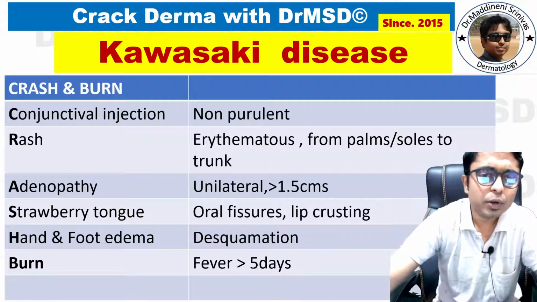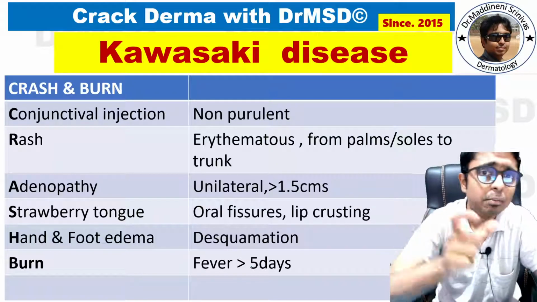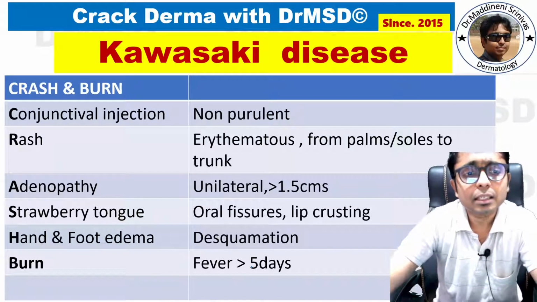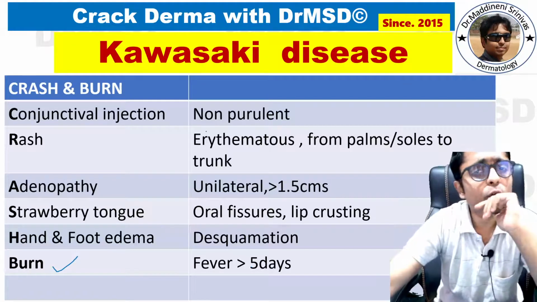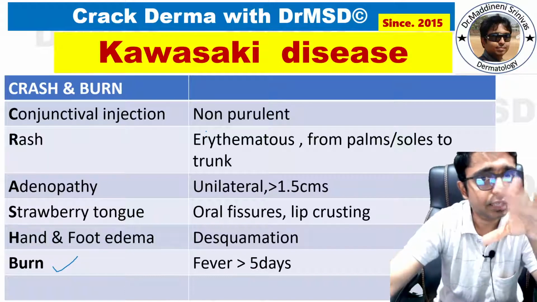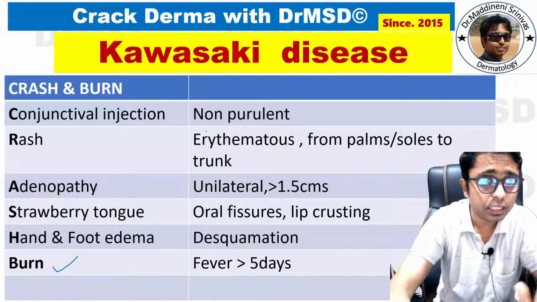And fever is going to be persistent for more than 5 days. And along with this fever we call it the burn here, okay, in this mnemonic. So along with fever, 4 out of these 5 criteria, if they are present, then we can consider and categorize these patients as Kawasaki disease.